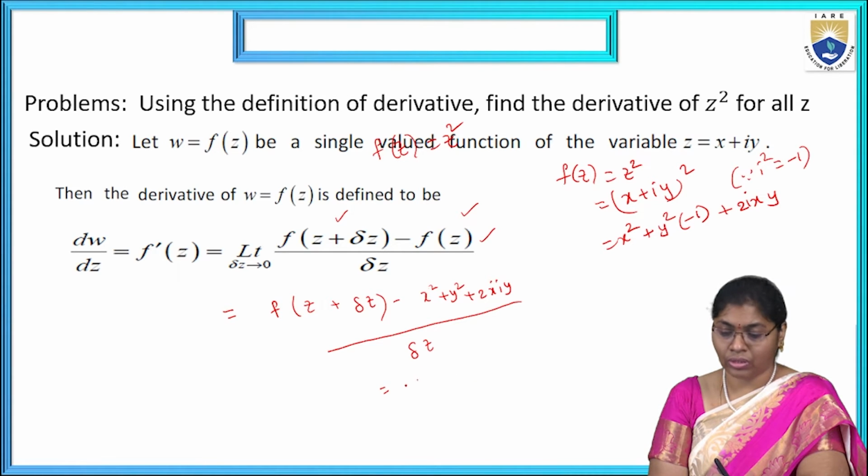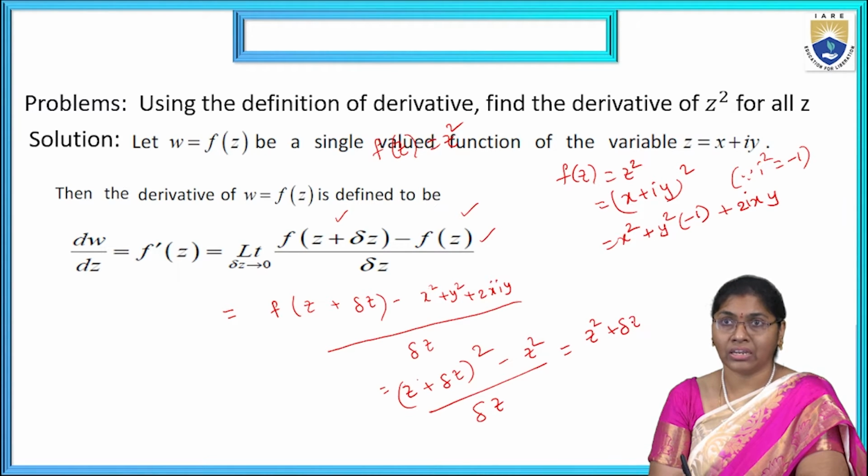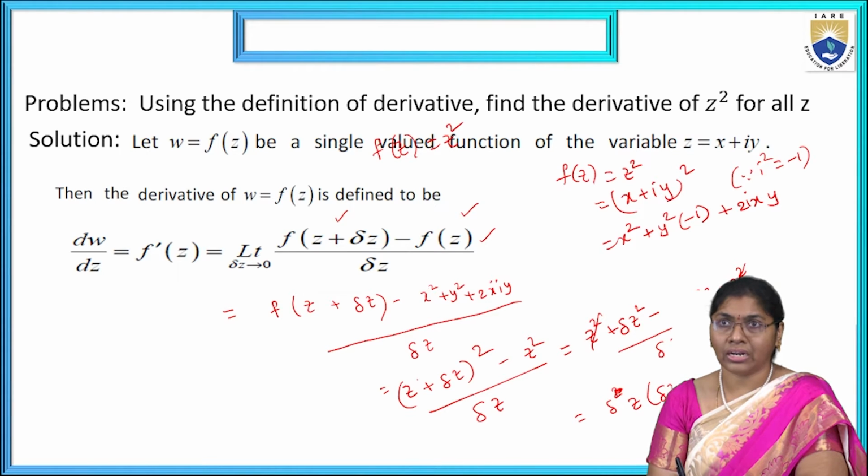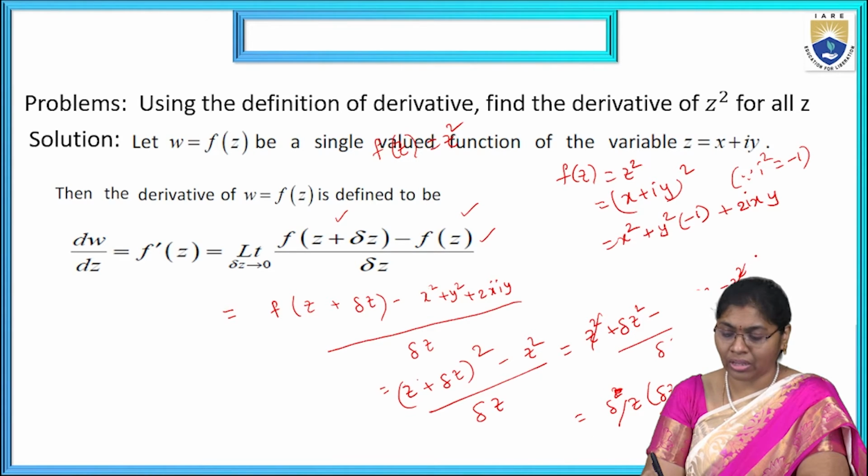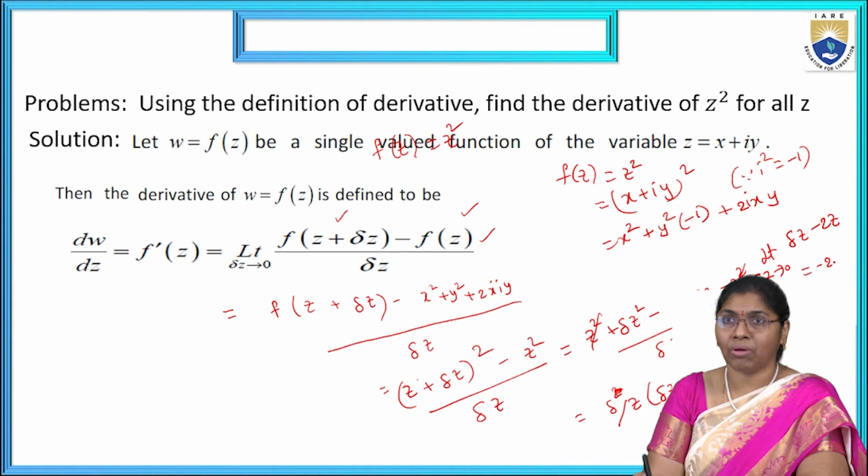Now f(Z) equals Z squared, so (Z plus delta Z) whole squared minus f(Z), that is Z squared, all divided by delta Z. That equals Z squared plus delta Z squared plus 2Z delta Z minus Z squared, and Z squared cancels. Now common out delta Z, that is delta Z plus 2Z, divided by delta Z. Now delta Z cancels. Now applying the limit as delta Z tends to 0 of (delta Z plus 2Z), we get only 2Z.